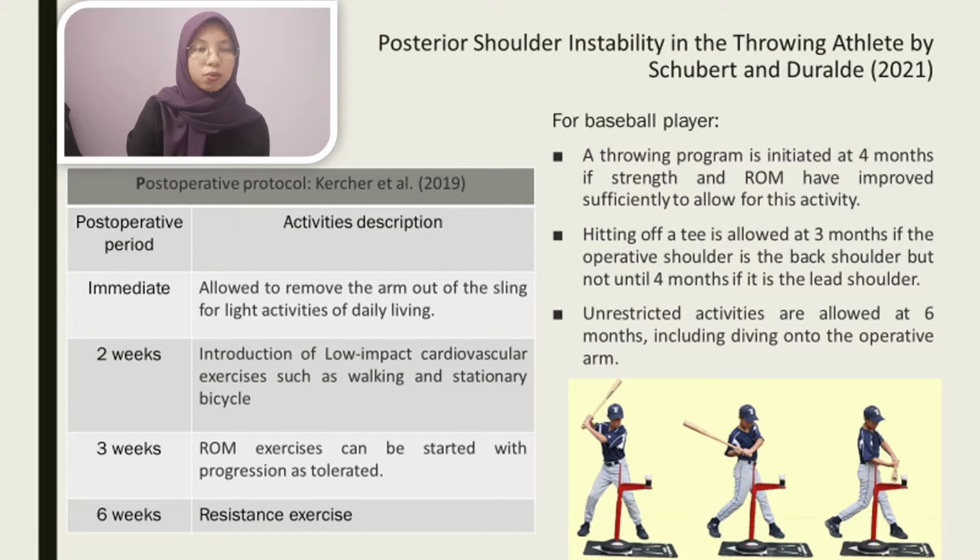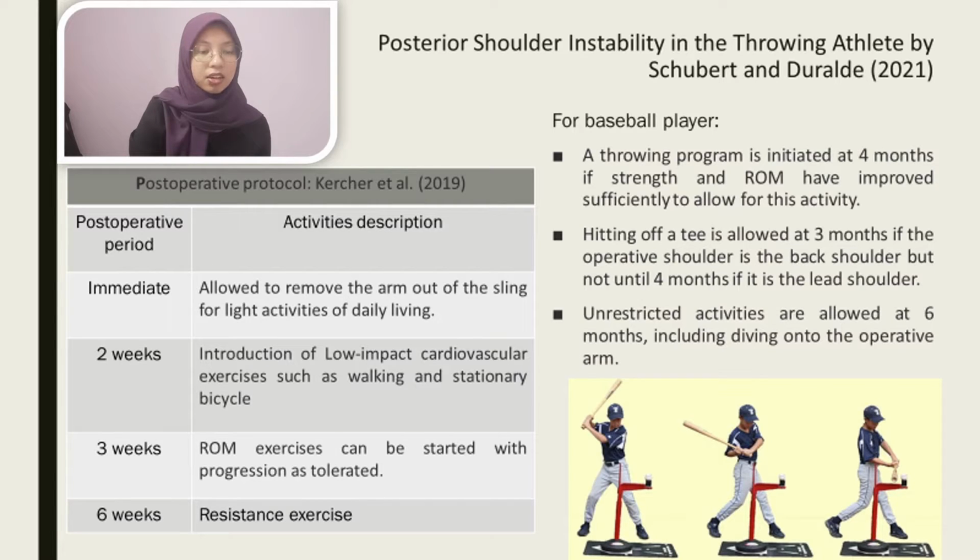athlete in 2021 using a protocol based on Kircher et al. study. Immediately after the surgery, the patient is allowed to remove the arm out of the sling for light activities of daily living. 2 weeks after the surgery, the patient can be introduced to low-impact cardiovascular exercises such as walking and stationary bicycle. 3 weeks after the surgery, the patient can be introduced to ROM exercises that can be progressed as tolerated by the patient.